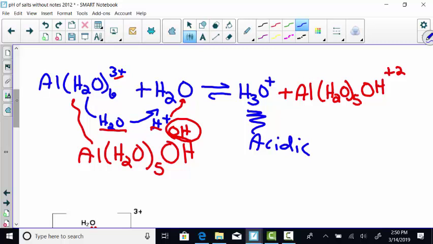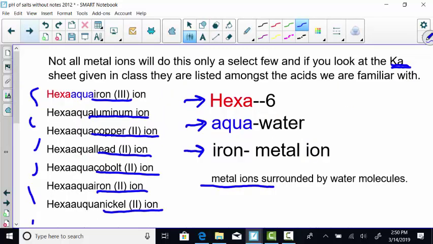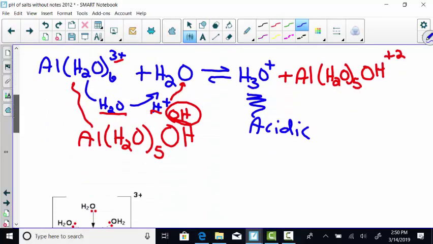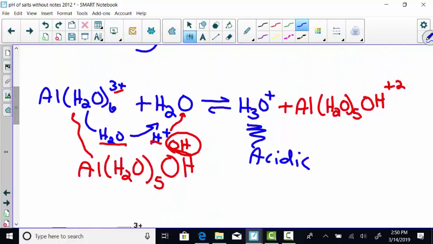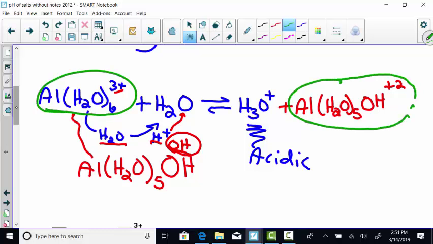So these weird things, whenever you see these in a solution, essentially all of these will give you acidic solutions. And this is the equation that they all tend to look like. Now, if you look on the Ka sheet, you will see this listed as the Ka, and then this listed as the Kb, so you can compare them.